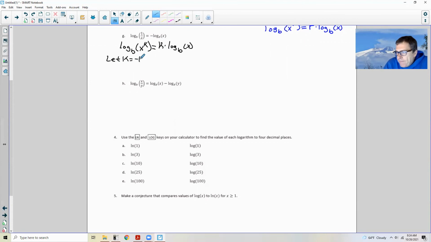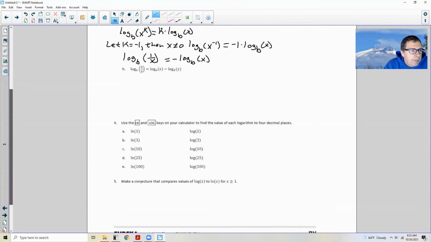All right, so when we do that, for some x, and it can't be 0, the log base b of x to the -1 equals -1 times the log base b of x. Just taking that power, bringing it out in front. So therefore, we can say log base b of 1 over x equals the negative of the log base b of x. Okay, that's pretty straightforward.